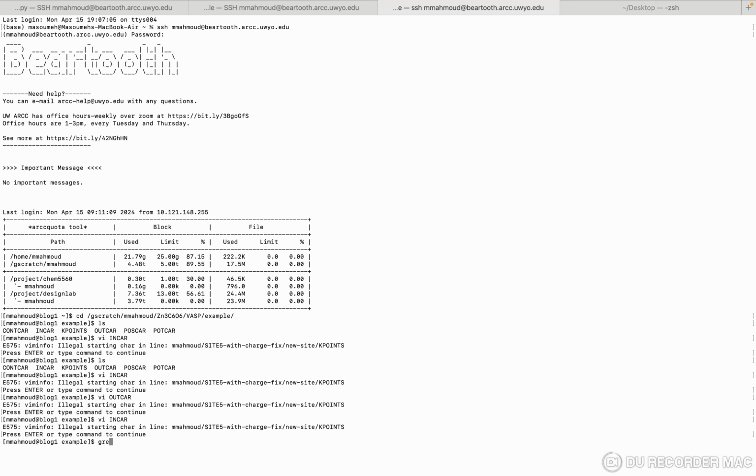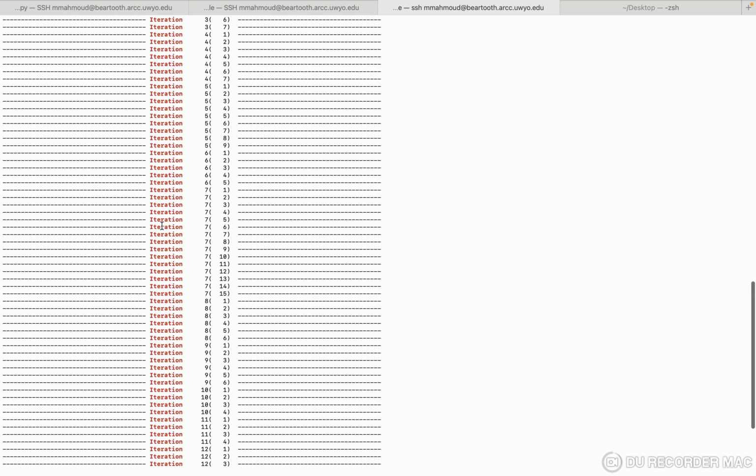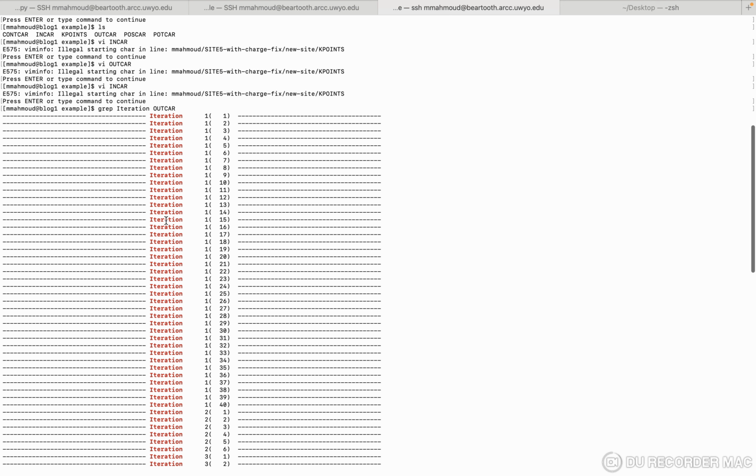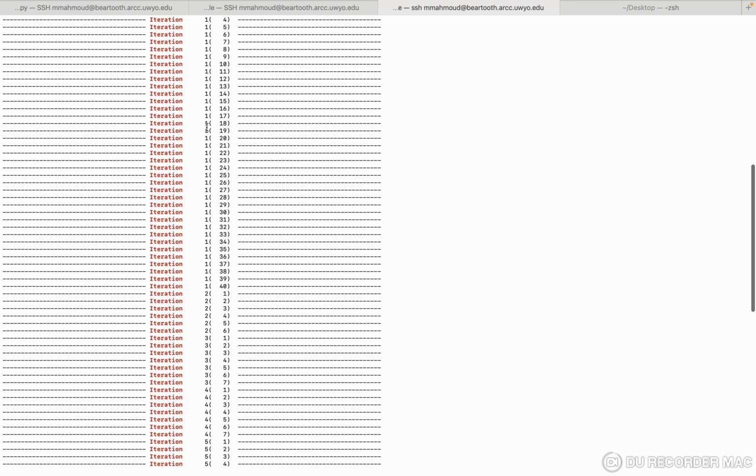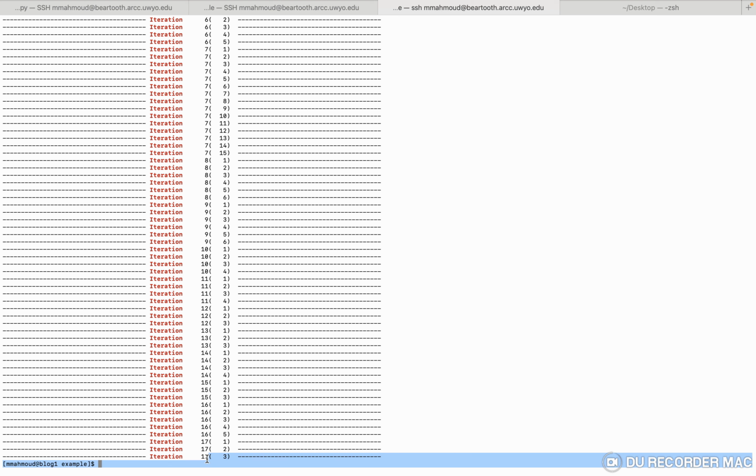If I write grep iteration OUTCAR and enter, you can see the structure I'm working on went through different iterations, and at the end of the day 17 iterations were needed to get to the energetic minimum. And my job has been finished. So my structure went through 17 steps, 17 iterations.